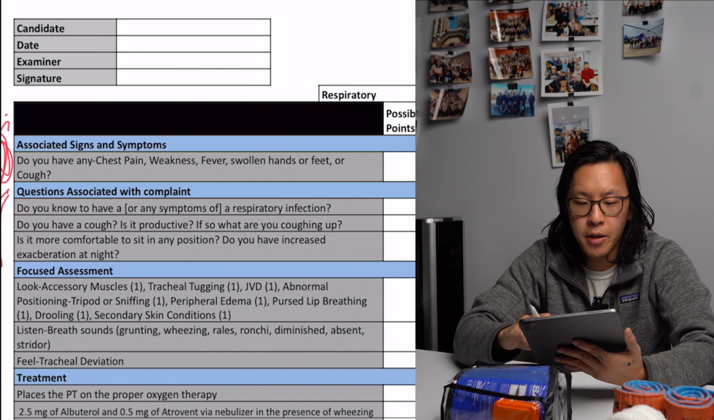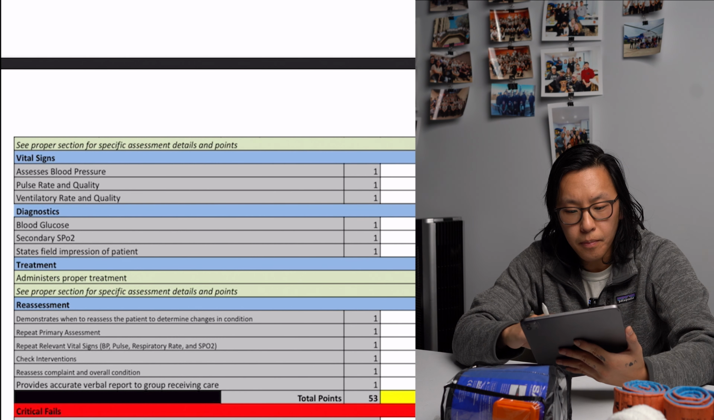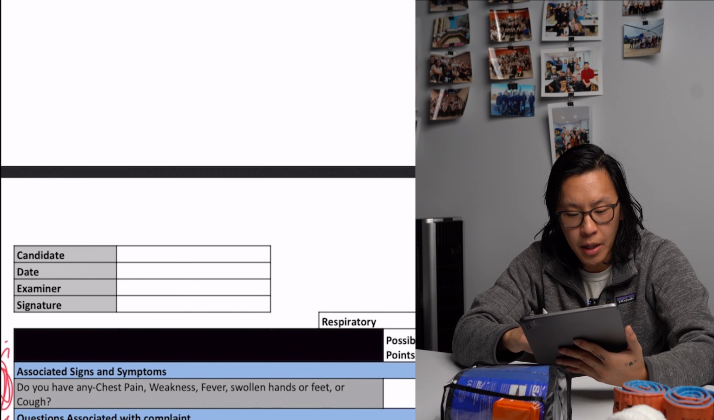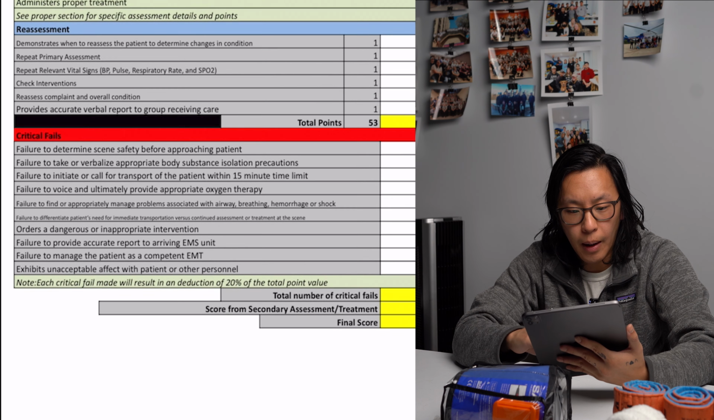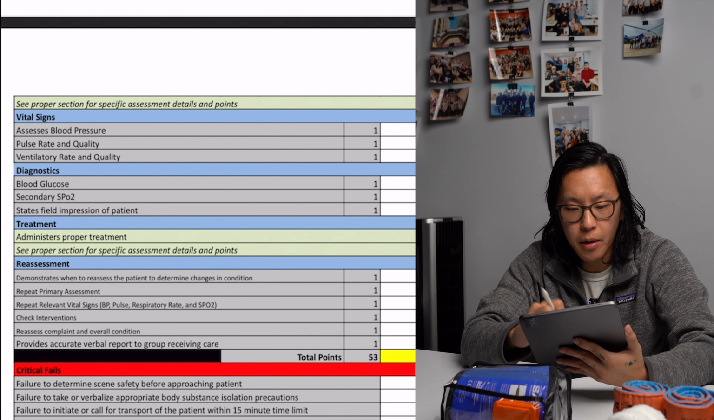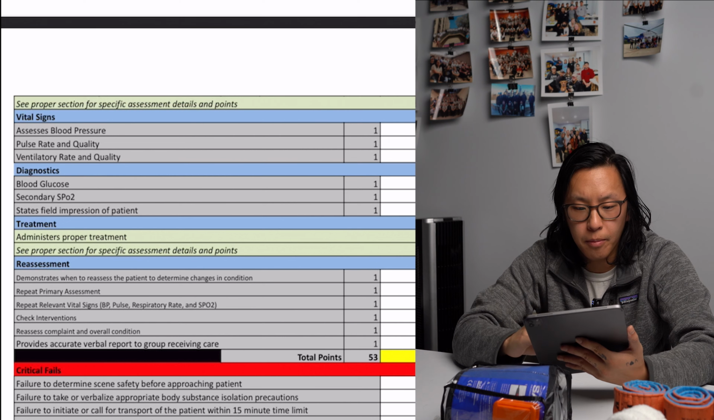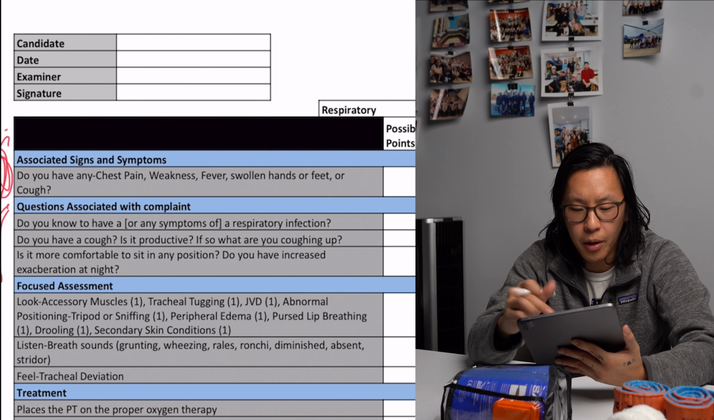And after we finish that section, go back up. Okay, go back up. Now is a good time for the focused assessment. Okay, so now we're right here. Performs proper focused assessment. Okay, so we go back down and we're here.